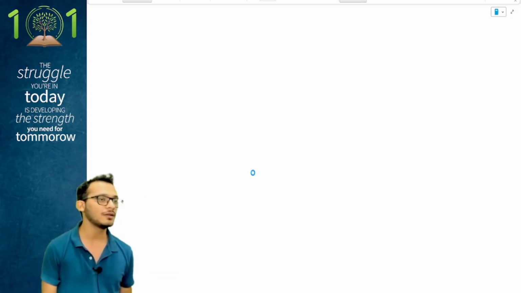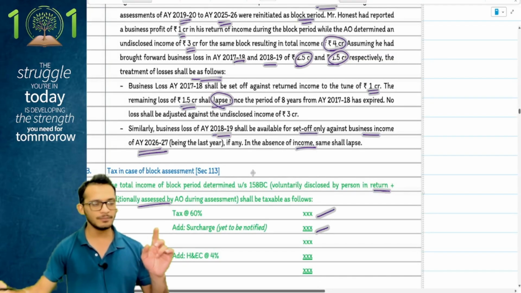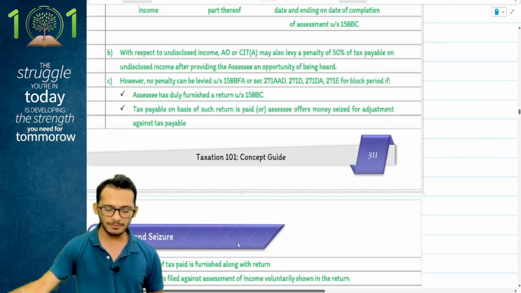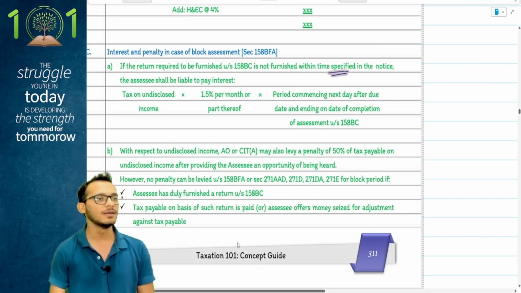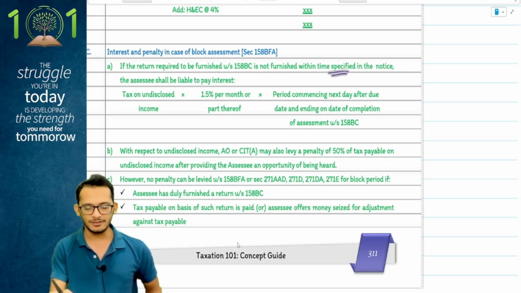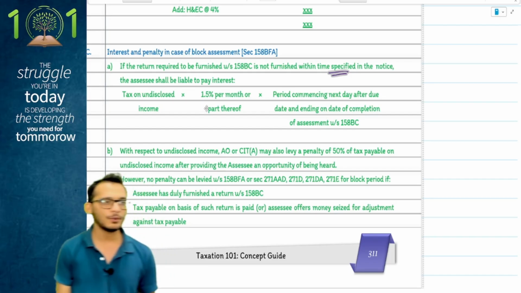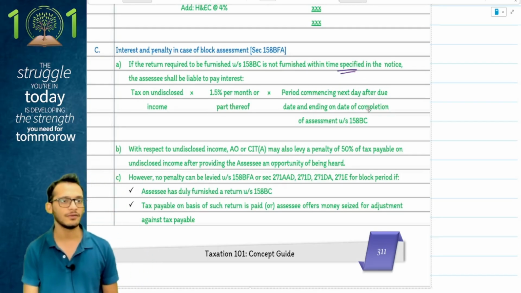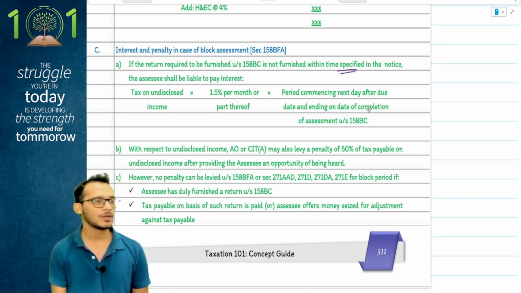If you don't file a return, then you will have an implication coming in. The implications now will not be the normal implications, people. It will not be the normal 234A, 234B, 234C, 270 and all. Special implications given by the chapter itself. The first implication is interest, but it will not be the normal interest of 1% as per 234A. I'll have a special interest of 1.5% per month or part thereof for the period commencing after the due date and ending on the date of completion of assessment. You will be liable for a special interest.